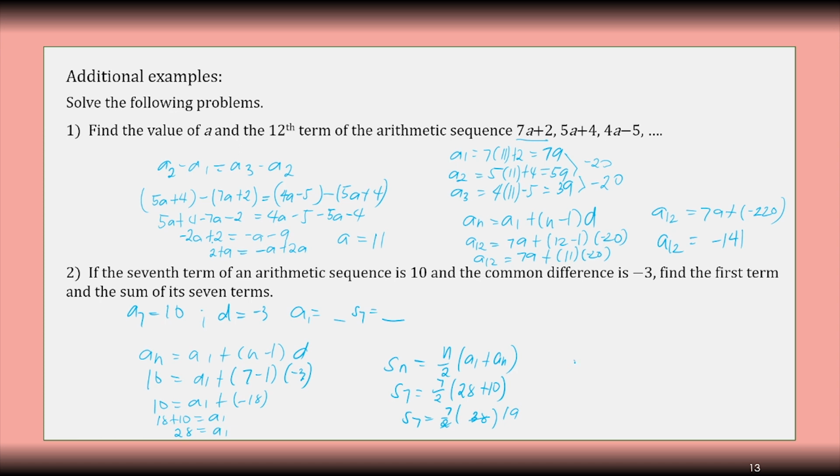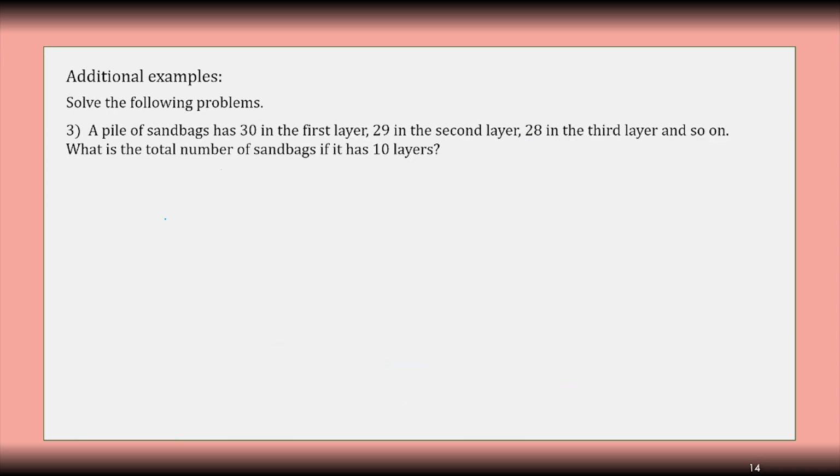And, S sub n is equals to 7 times 19. So, para mas madali, ang gawin natin is 7 times 20 minus 1. So, mangyari dyan is 133 ang ating S sub 7. So, let us solve the last example. So, a pile of sandbags has 30 in the first layer, 29 in the second layer, 28 in the third layer, and so on. What is the total number of sandbags?